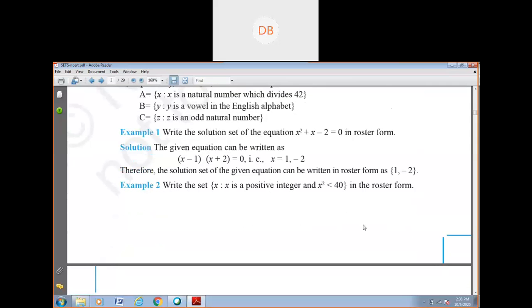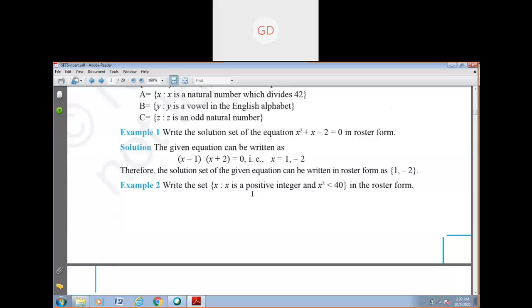Next, in example 2 you see here, the set is given in set builder form. Write the set of x such that x is a positive integer and x square is less than 40. This set is given in set builder form, and the same set we need to write in roster form. That means within second brackets we need to write the elements of the set which is in set builder form.